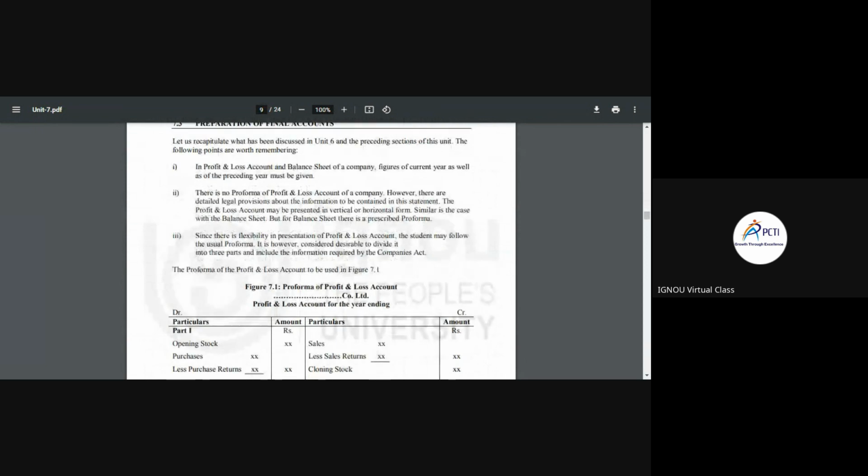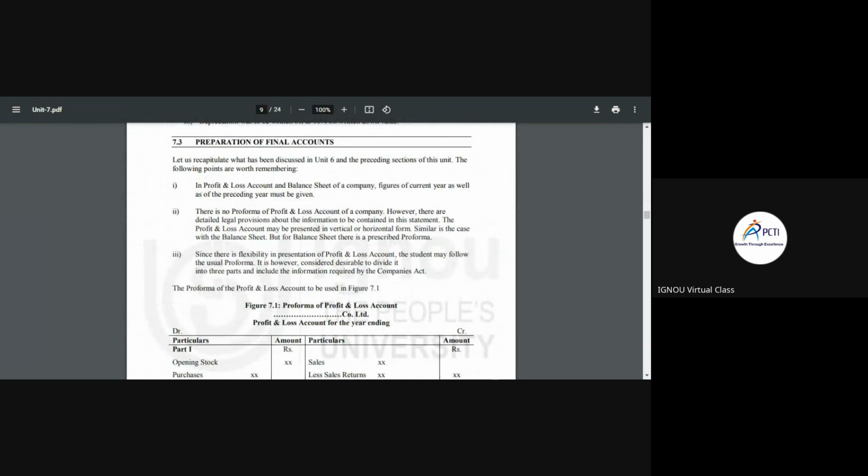Then how do we prepare the final account? In the case of preparation of final account, we have a P&L account and a balance sheet of a particular company, and figures of the current year as well as of the preceding year must be given. For the P&L account of a company, there is a detailed legal provision about the information to be contained in this statement, and the P&L account must be presented in vertical or horizontal form. And similarly, the balance sheet will be shown in a prescribed proforma, whether in horizontal or vertical form.